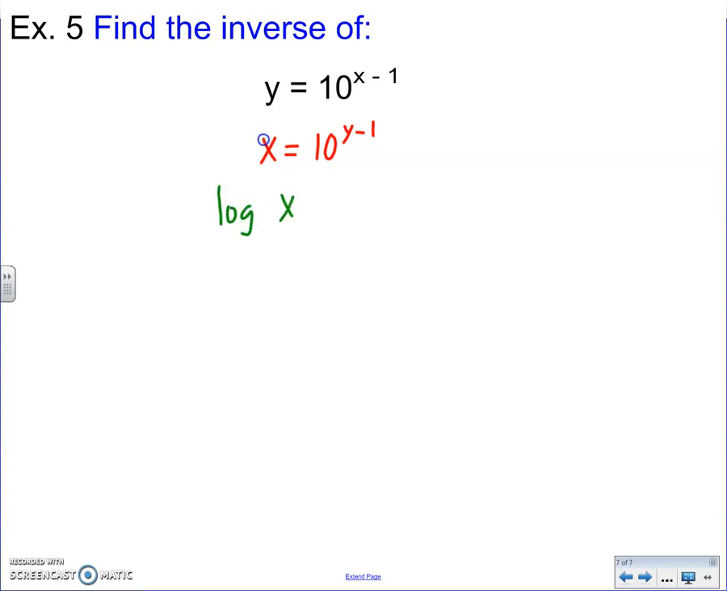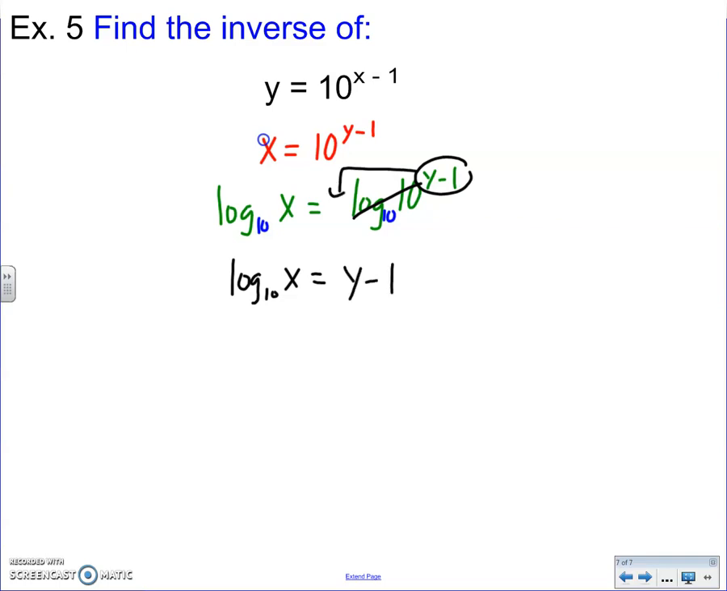When I log both sides, I need to pick a base. I'm going to pick base 10. At the moment I pick base 10, this right here will cancel out. So I get log base 10 of x equals, technically this comes down to the front, or you can just say it's all that's left, y minus 1. To solve for y, last step is I need to add 1 to the left side. So log base 10 of x plus 1 equals y.